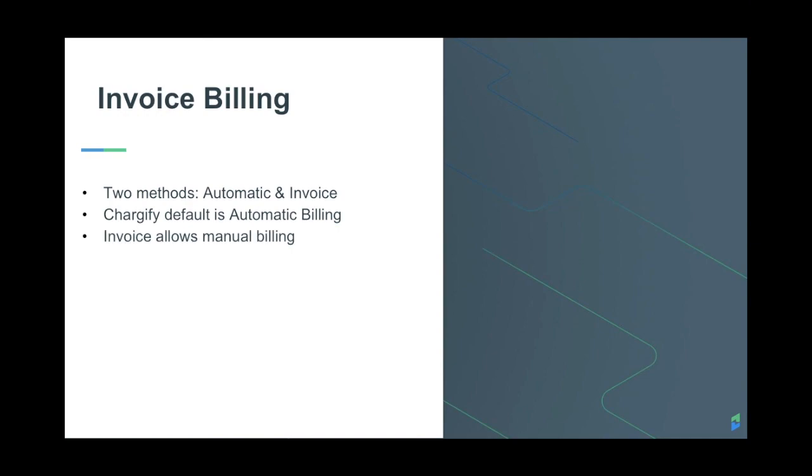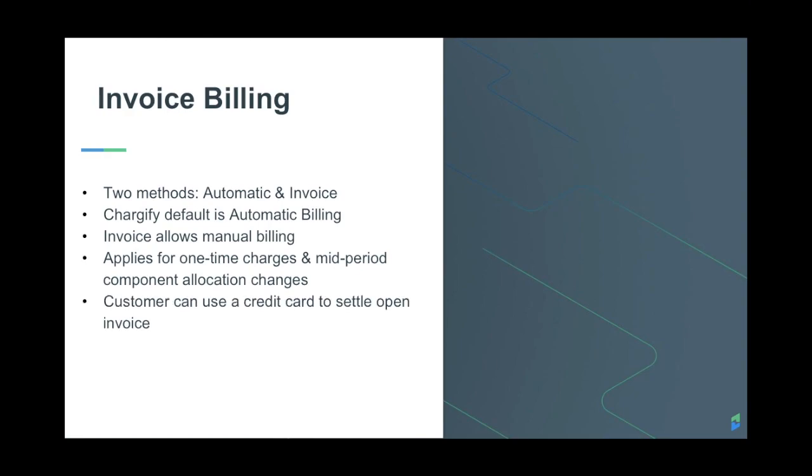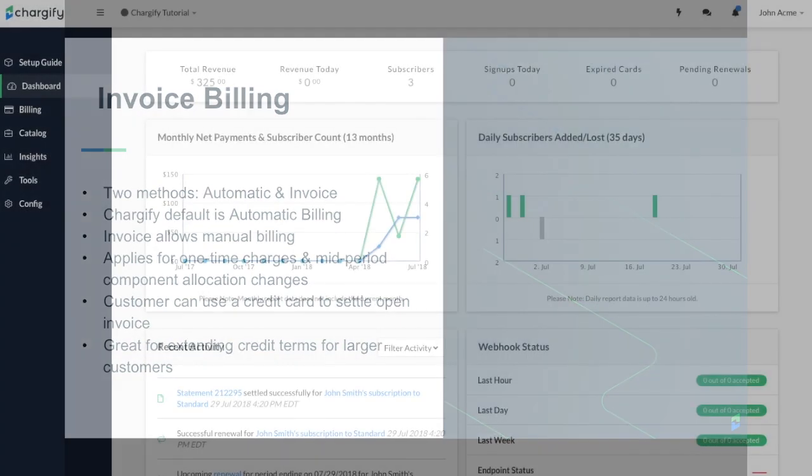This includes any one-time charges or mid-period component allocation increase charges. No credit card payment is processed, although a customer can make a payment with a credit card to settle an open invoice. Invoice billing is a great alternative for customers who do not want to pay automatically via a credit card or when credit terms are extended for larger customer relationships.